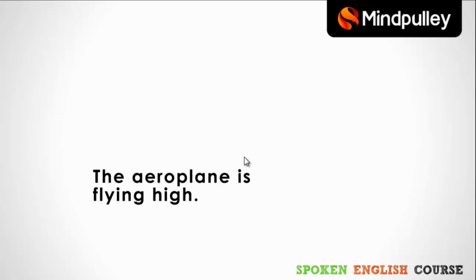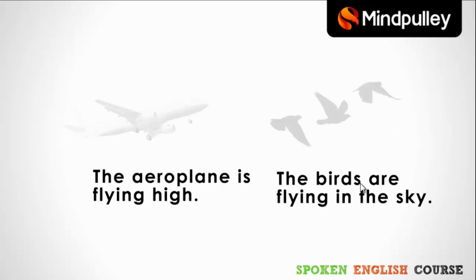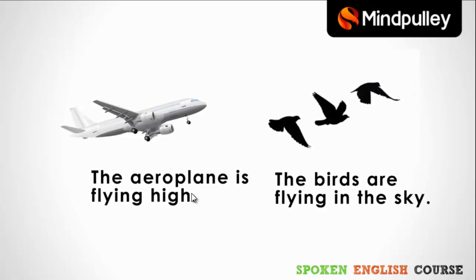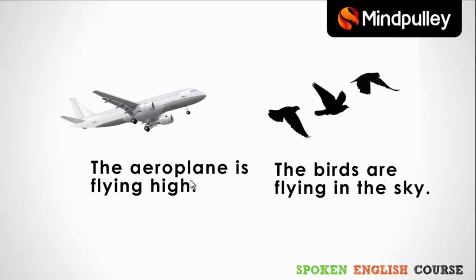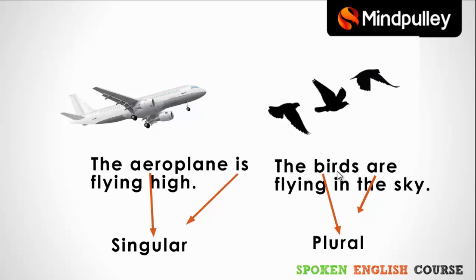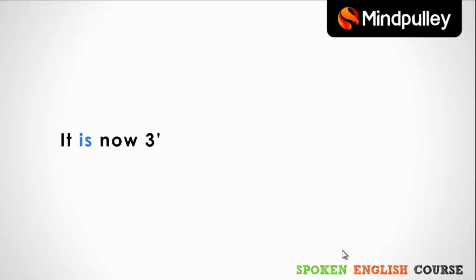For example, the aeroplane is flying high. And the next example is the birds are flying in the sky. In the first example, aeroplane is the subject and is singular. So the auxiliary verb used is also singular. And in the next example, birds are the subject and they are plural, and the auxiliary verb used is are, that is also plural.